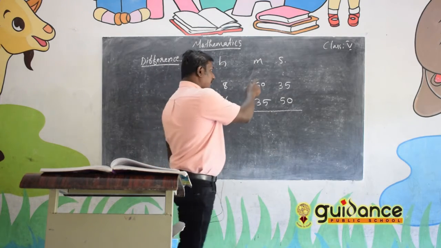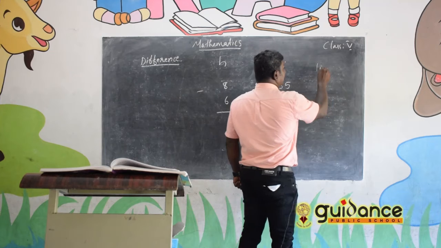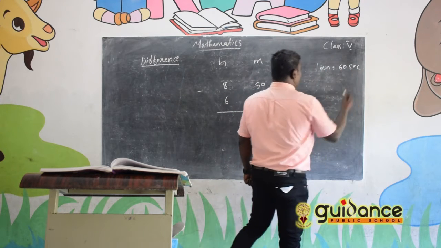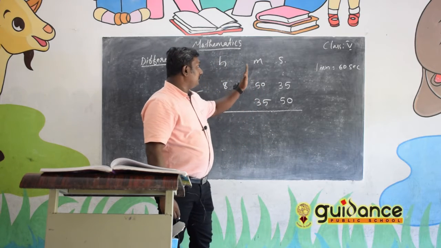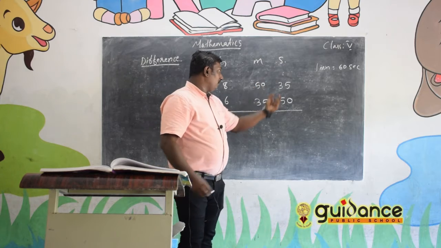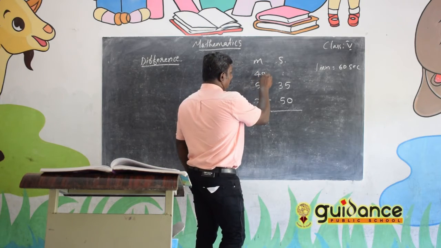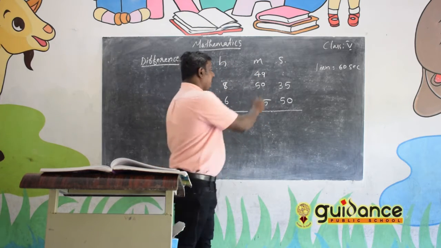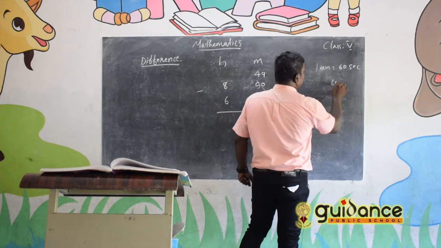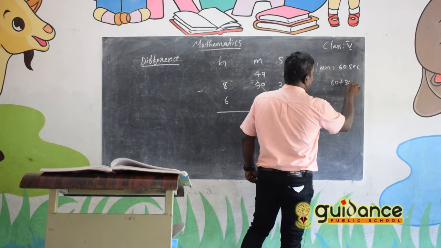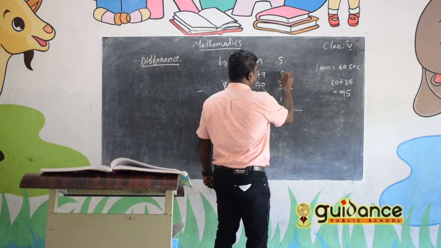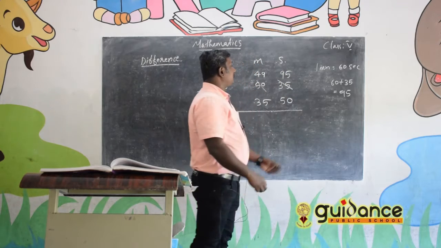We take 1 minute, and we know that 1 minute equals 60 seconds. When we take anything from here, it changes from minute to second. So if we take 1 from here, that will be 49 minutes, and it will be 60 plus 35, which equals 95. Do you understand how it changes to 95?